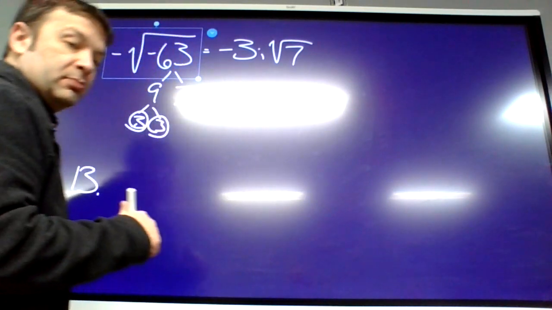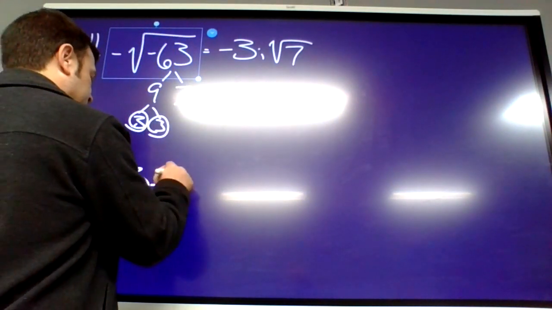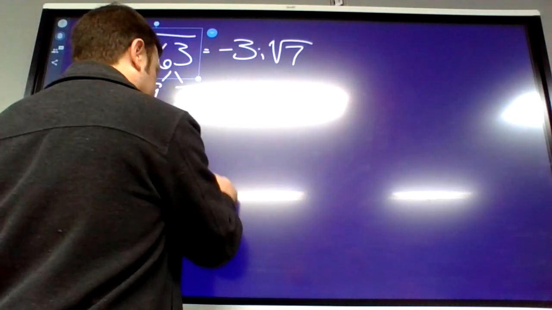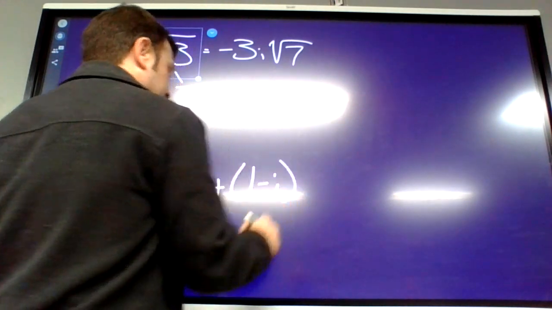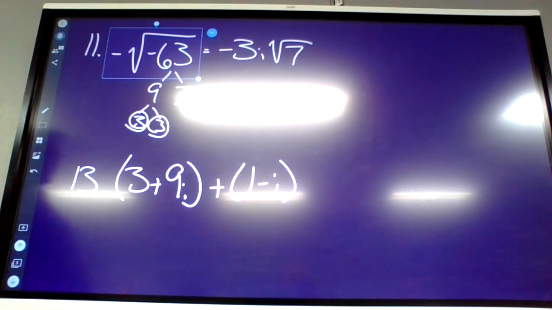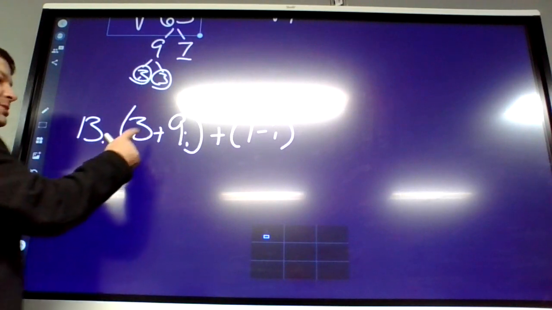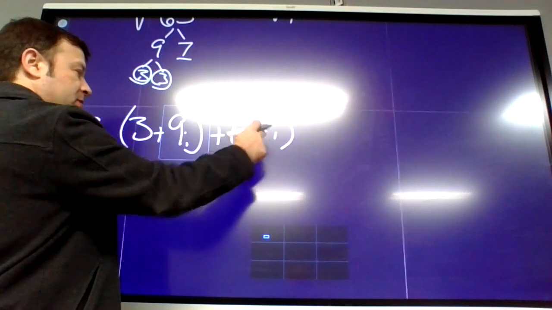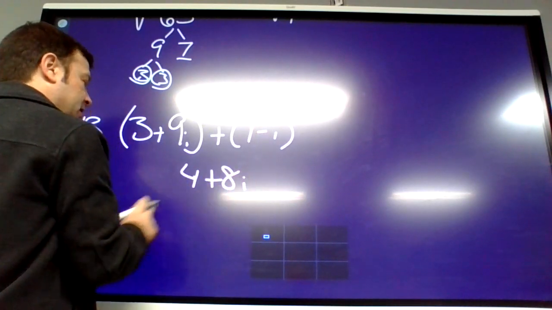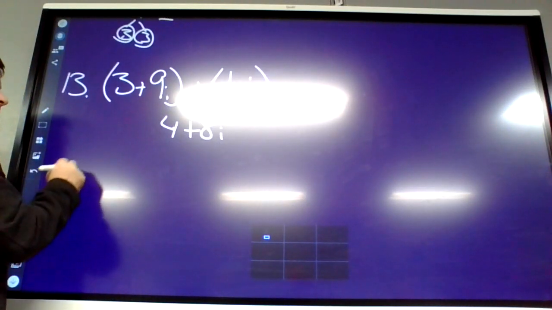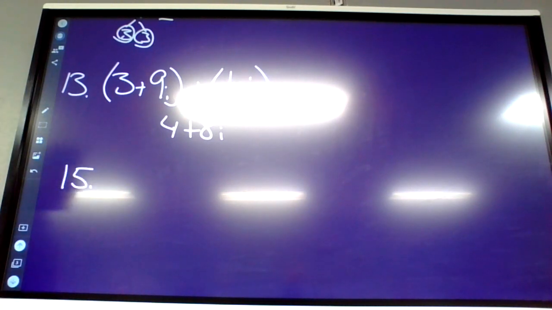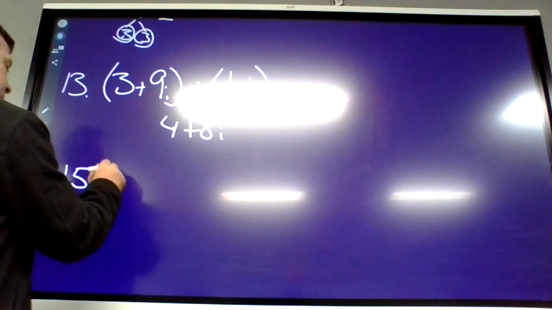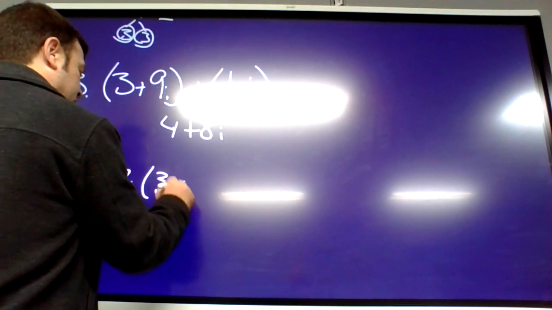3 plus 9i, 1 minus i. Okay, this problem is actually pretty easy. It's an addition problem. You only add or subtract like terms. So 3 plus 1, 9i minus 1i, 8i. So you just treat i like a variable, like it's an x, unless you do i times i.